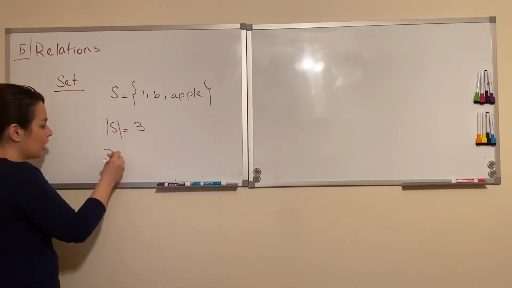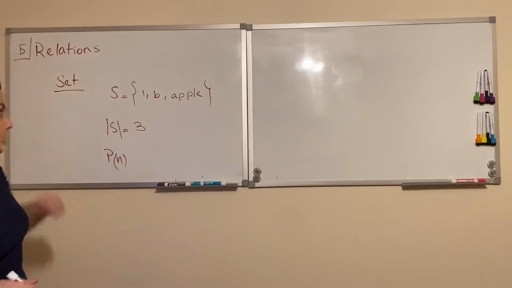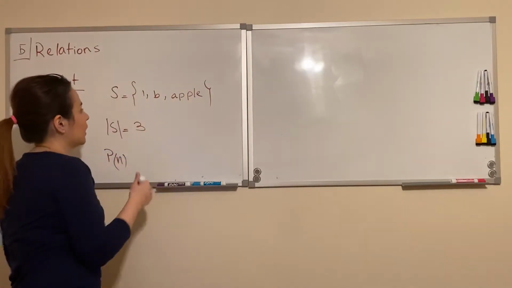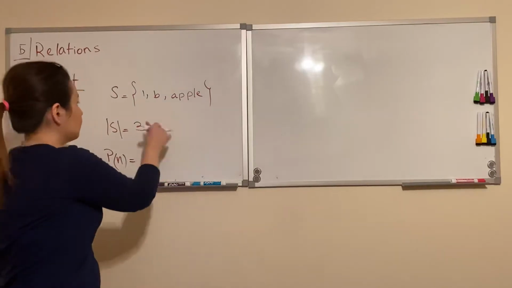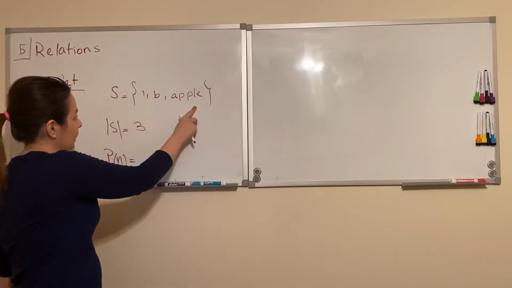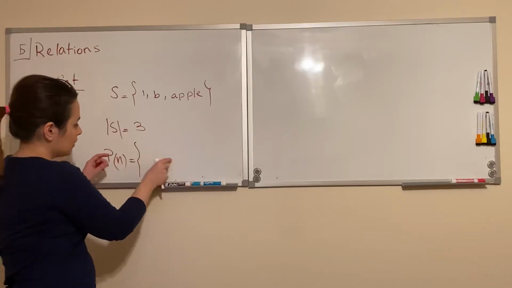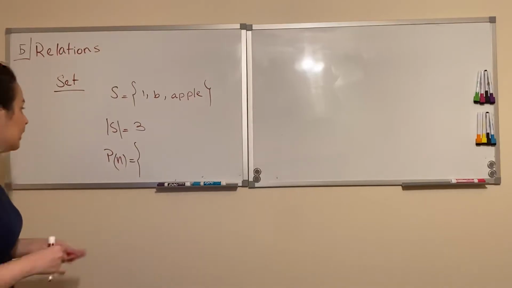Also, we talked about P of S, or the power set, which is the set of all the subsets. Let's see what the subsets are here. The subsets are different than the elements. The elements here are 1, B, and apple, but the subsets, I'm going to write all the subsets in that big set which creates P of S.